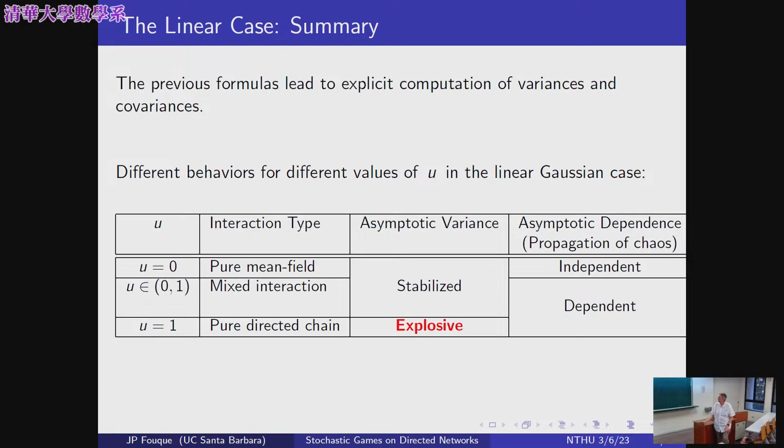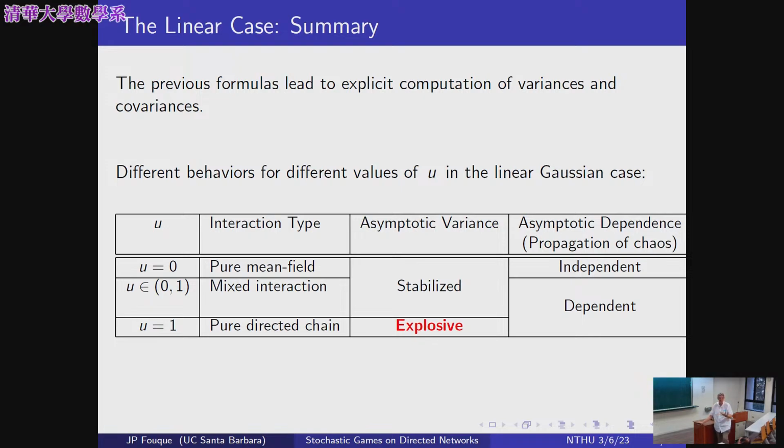And I summarize. We look at the interaction type. The interaction type depends on u. u equals 0 was a pure mean field, fully connected. u equals 1 was pure directed chain, and u in between is a mixed interaction. So that's what we described previously. We can look at the asymptotic variance. It means that you look at one agent, and you look at the variance of x of that agent as t goes to infinity.